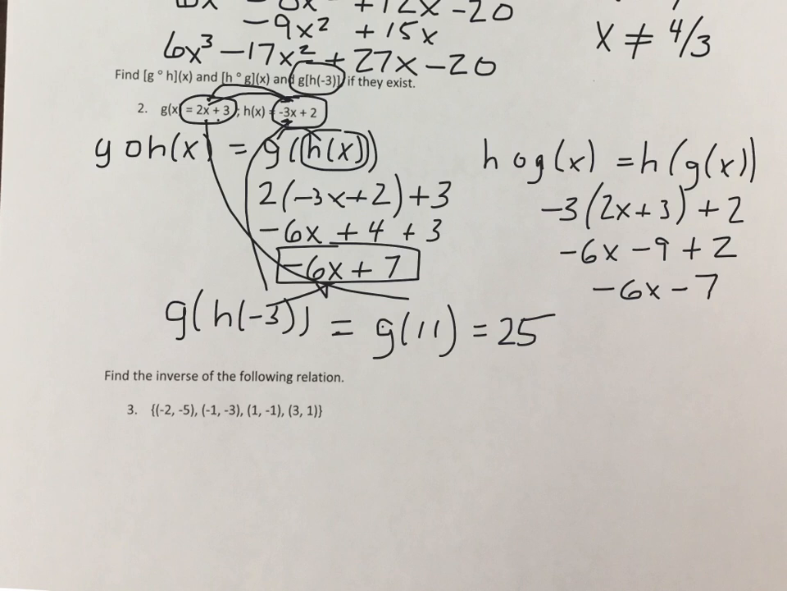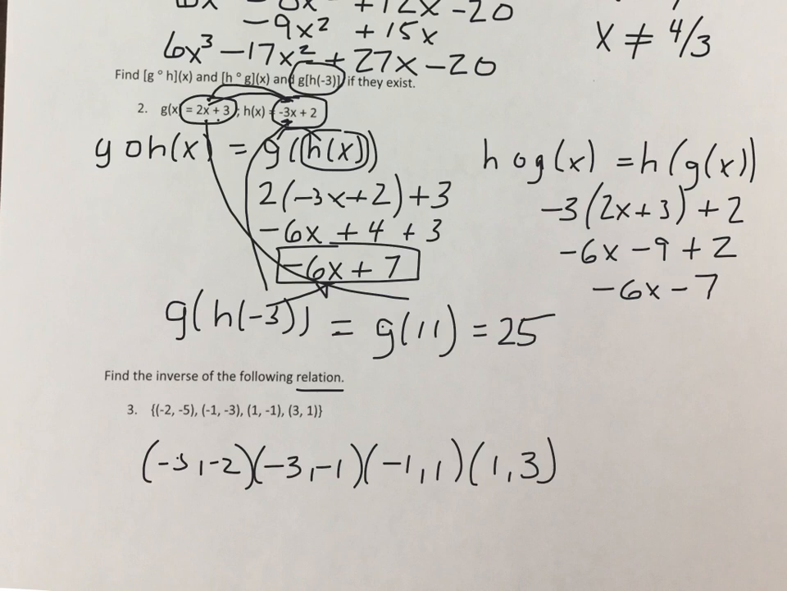The last question here, find the inverse of a relation. Remember, a relation is a set of points. And to find the inverse of something, we simply switch the x and y. So those points would be negative 5, negative 2, negative 3, negative 1, negative 1, 1, and 1, 3.